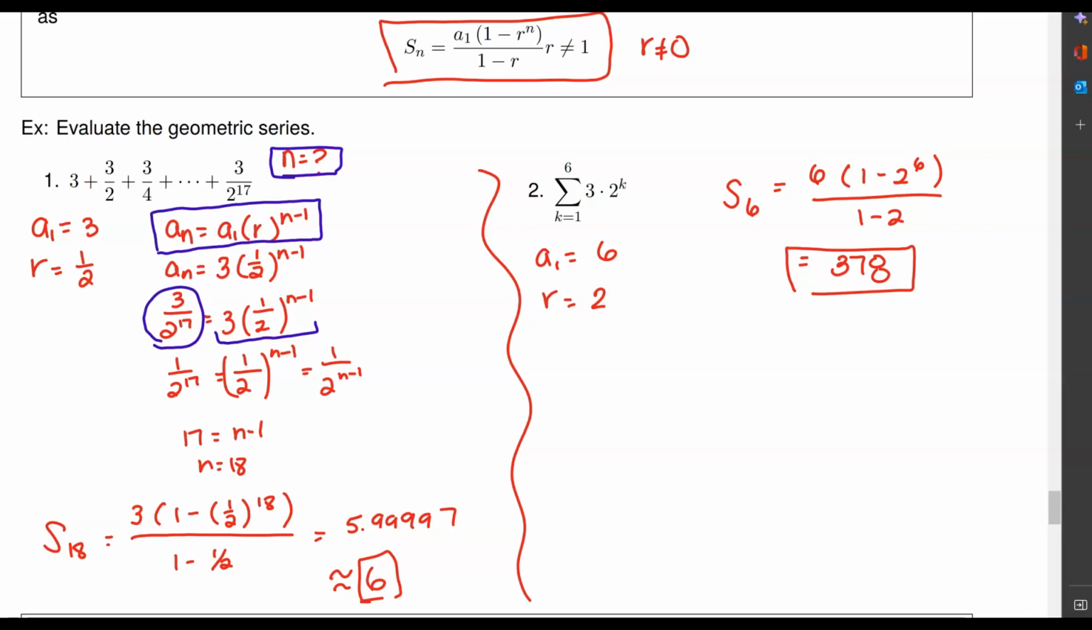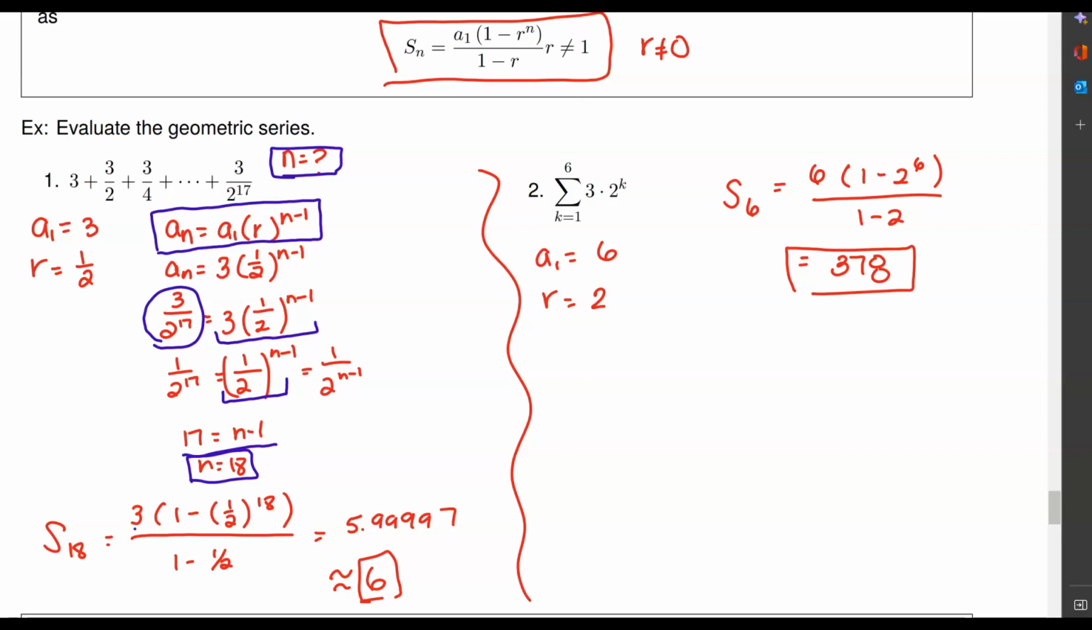equals 1 over 2 to the n minus 1. But this term right here is the same thing as saying 1, because 1 to any power is going to be 1, so it doesn't matter what n minus 1 is, over 2 to the n minus 1. So notice we have the same basis. This is telling me that 17 equals n minus 1. So I'm really looking at 18 terms here. We're going to go ahead and solve for, take the sum, the series of 18 terms.